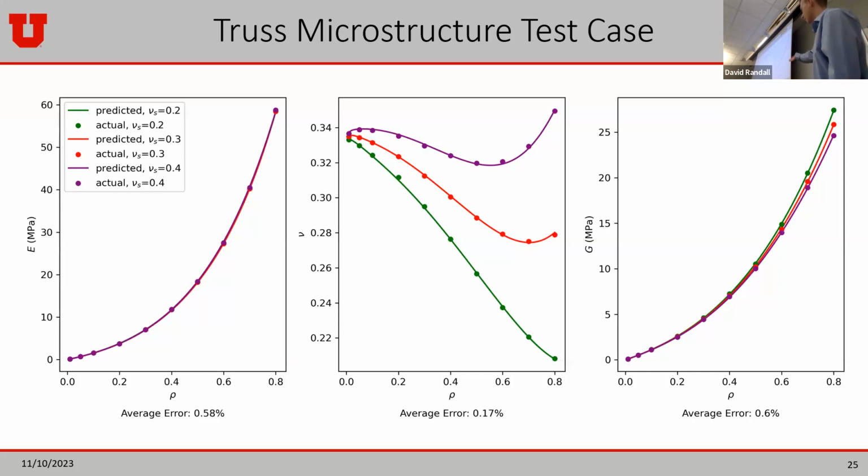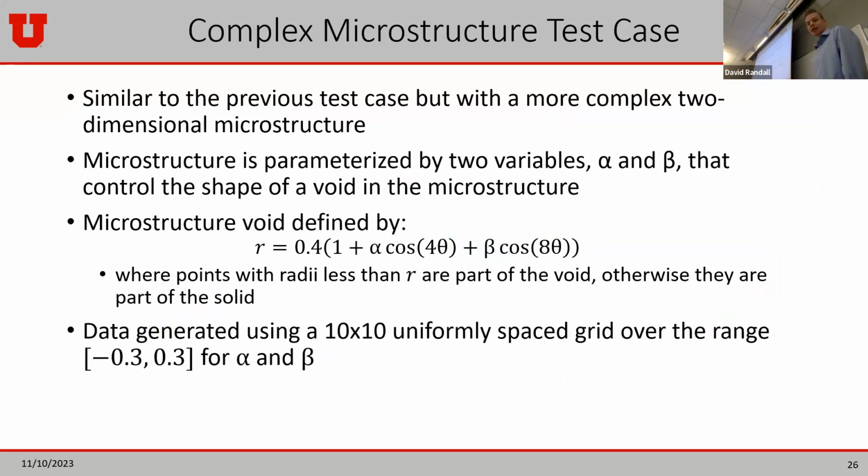So as we can see, and this is quantified by the average relative percent error, this model fits the data relatively well. So that brings us to our second test case, which is a more complex microstructure in 2 dimensions instead of 3 this time. And this is formed by 2 different design parameters, which I'll call alpha and beta. And these design parameters are used in the equation shown here to generate a void within the 2D element, which I'll show in a second.